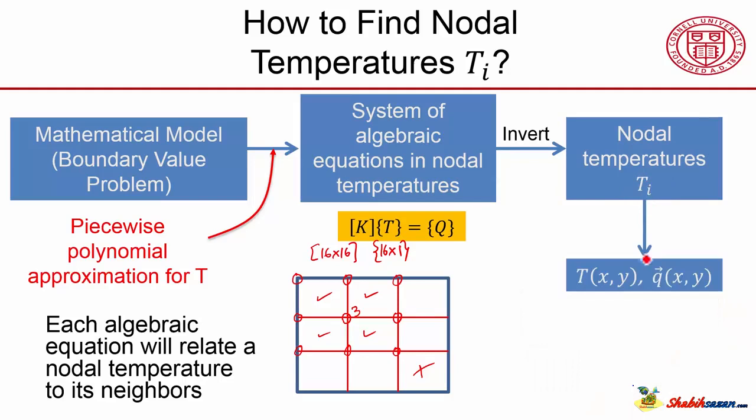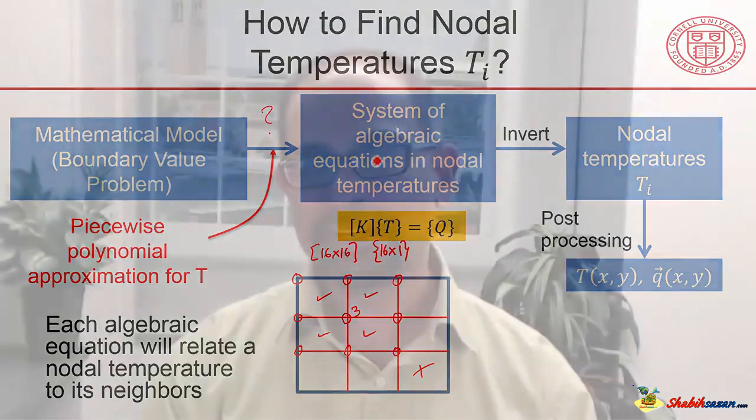and everything else is calculated from those nodal temperatures through post-processing. So for instance, you can find the temperature at any location through the interpolation from the nodal temperatures, and then you differentiate that, you can get the heat flux. And the heart of the method is going from the differential equations to a system of algebraic equations.